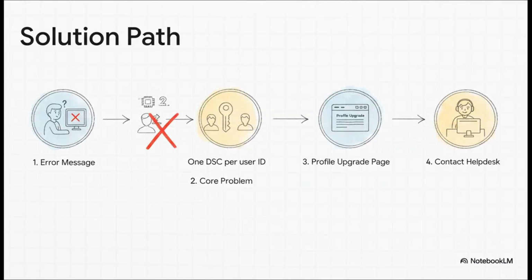It's simple, but critical. A single DSC can only be linked to one MCA user ID at a time. This error means your DSC is already tied to a different account. Maybe it's an old one you forgot about, or one that a consultant set up for you years ago. The fix is to find and log into that original account. If you're totally lost, your best bet is to just contact the MCA help desk.